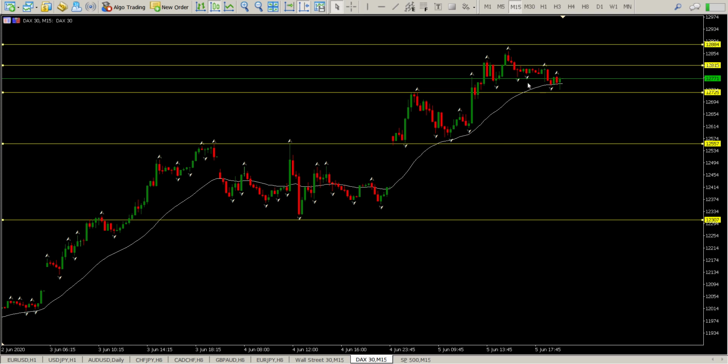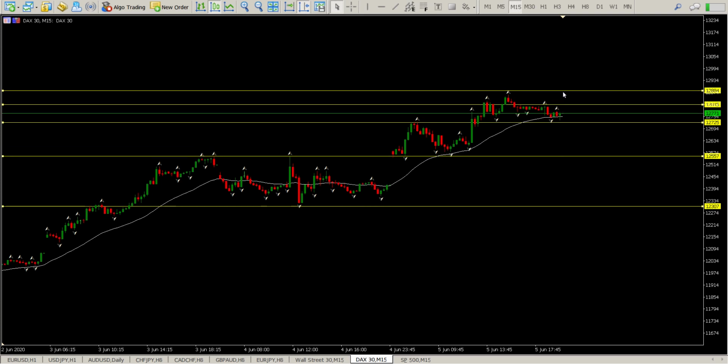If we break below this area here of 1375, I would expect it to come all the way down here to 12557. There's a lot more support down there. Okay, but now what you've got to remember on the DAX at the moment is that 12884 is a weekly level. That's a major level. So to get through that is going to take a bit of effort.